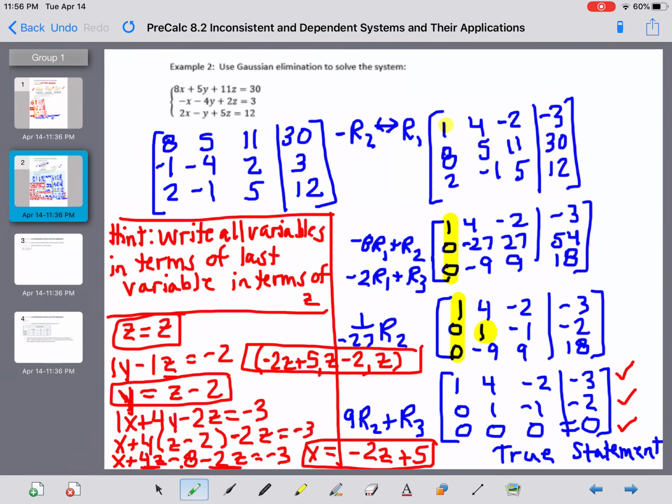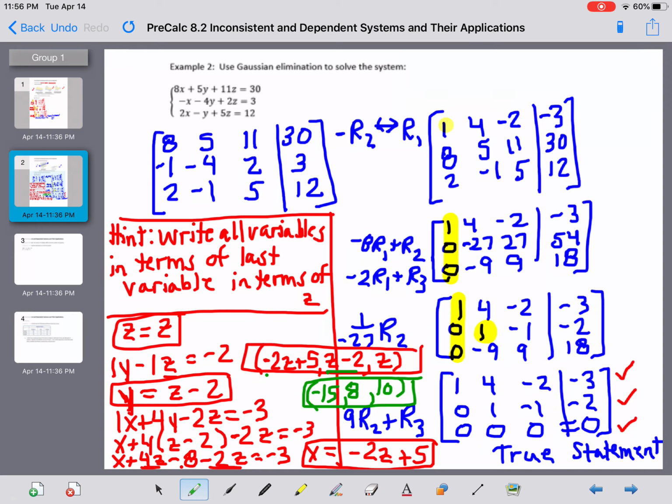This is actually kind of a line, or would all represent this. So let's say z equals 10. If z equals 10, I can plug it in here. 10 minus 2 is 8. I can plug it in here. Negative 2 times 10 is negative 20, plus 5 is negative 15. And this gives me one ordered triple out of that infinite number of solutions that would work.